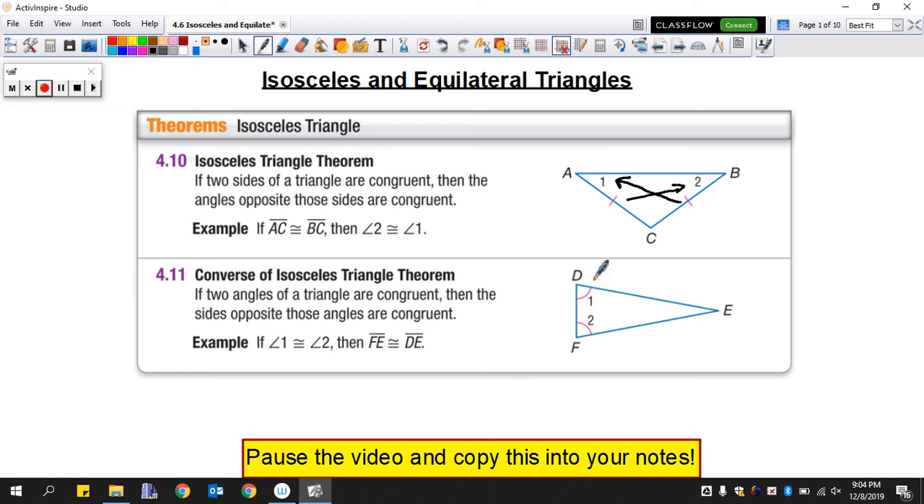And the converse just simply says if you have two congruent angles, then the sides that are opposite those angles are congruent. So if angle 1 and angle 2 are congruent, then side DE is congruent with FE. All right. So that's the isosceles triangle theorem and its converse. Copy those theorems down into your notes.